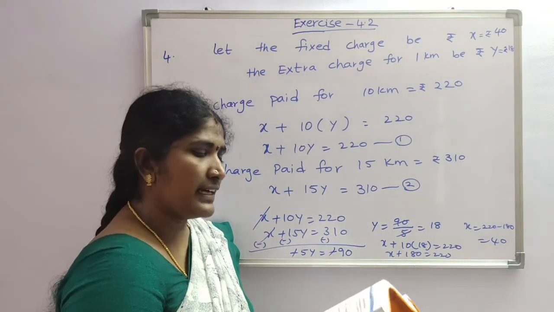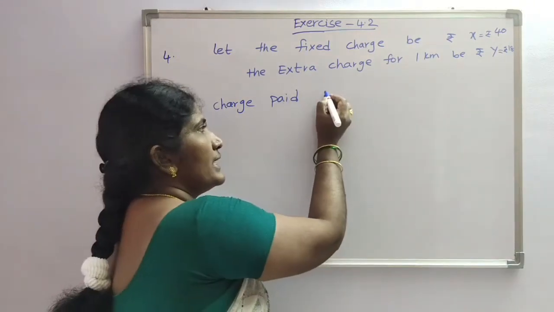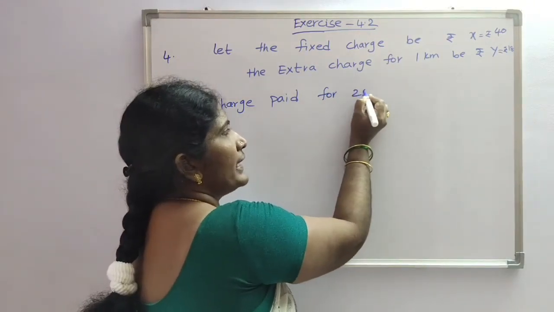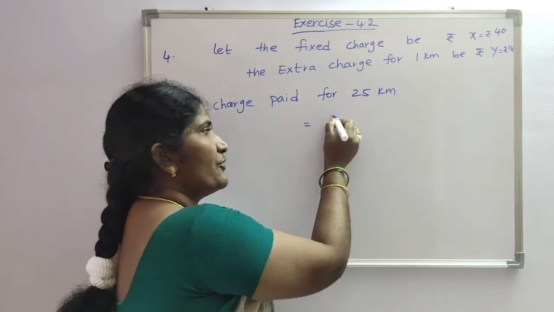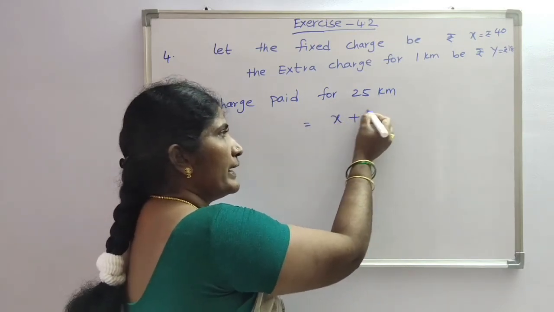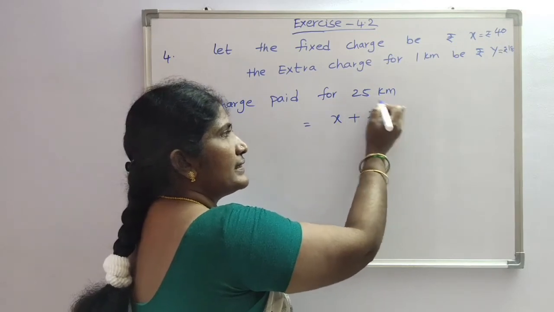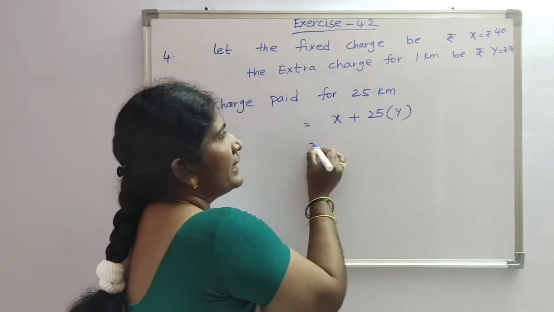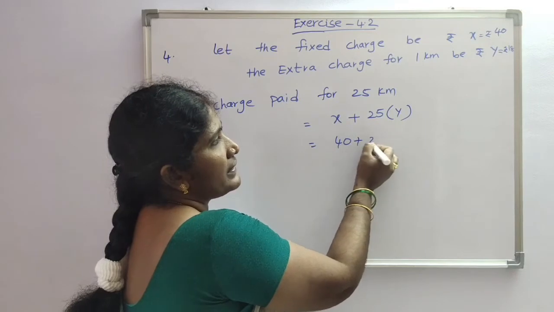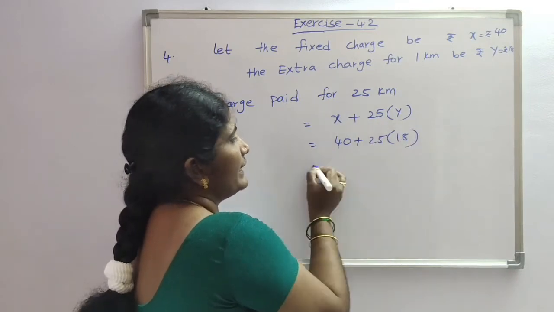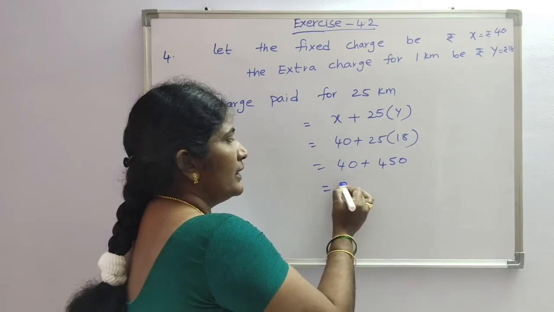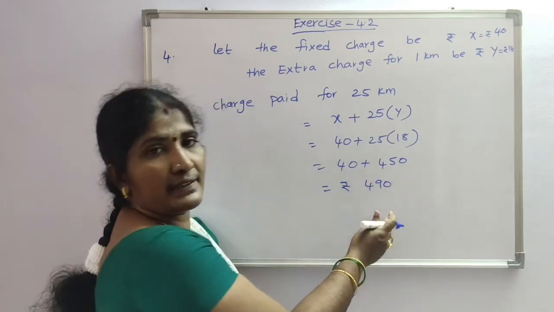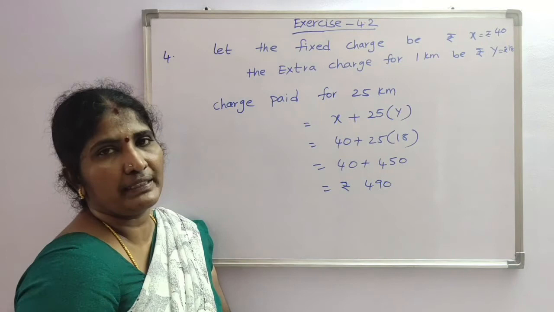In this question again they asked the second one. What is the charge paid for 25 kilometers? You have to find out. What I told, first of all, the fixed price plus 25, the distance, into the extra charge. X is 40 rupees plus 25 into 18. 40 plus 450, that is 490 rupees have to pay for a 25 kilometers journey.